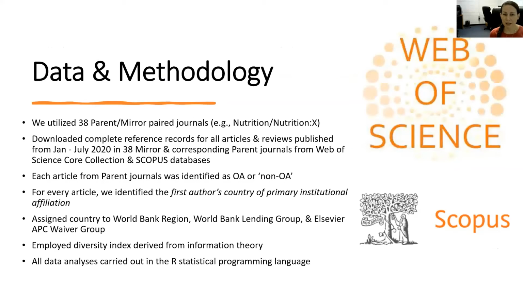And for our data and methodology, we had 38 paired parent and mirror journals. We downloaded all of the reference records for articles that were published starting in January 2020, when these journals first came online, through July. For each article, we identified whether it was published in OA or non-OA. This is important for parent journals because they are technically hybrid.